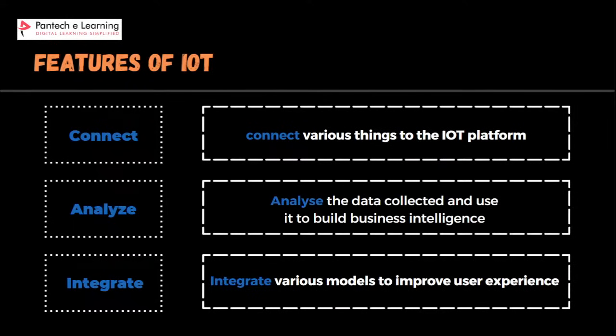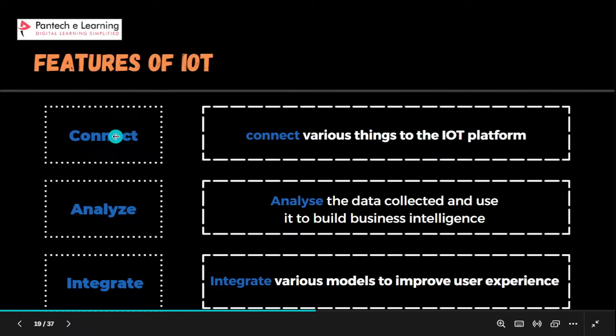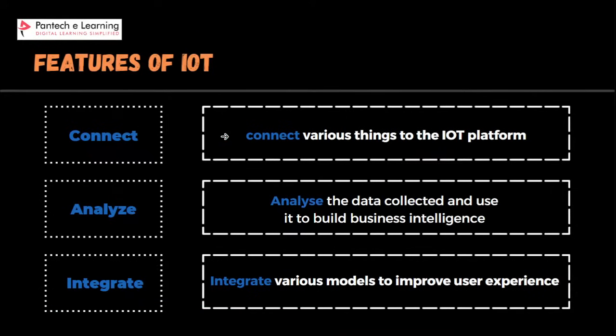Now, there are mainly three aspects to how IoT works. The first one is connect. So connect various things to the IoT platform. And coming to analyze, it analyzes the data collected and uses it to build business intelligence. Integrate, it integrates various models to improve your user experience. So now let's see.